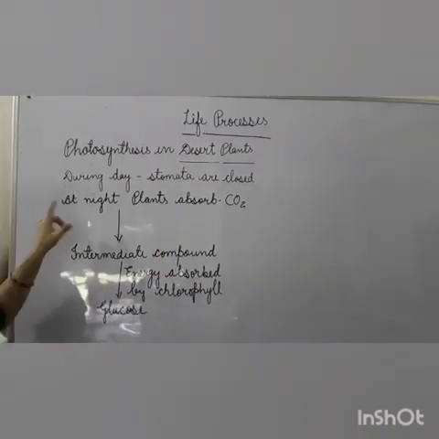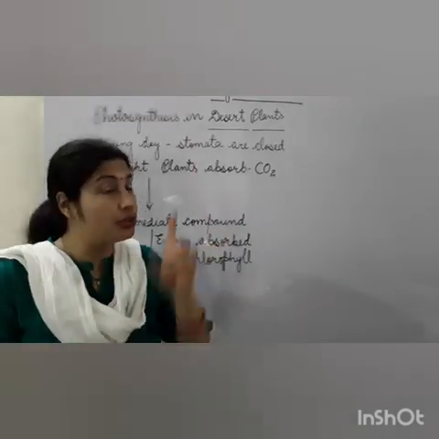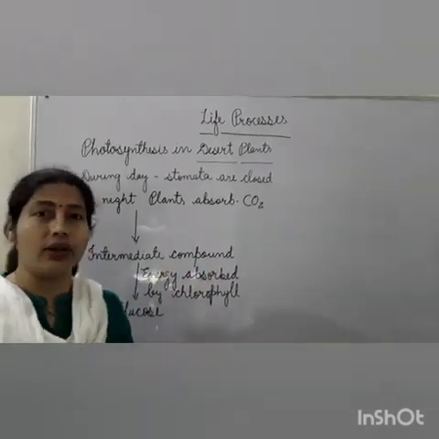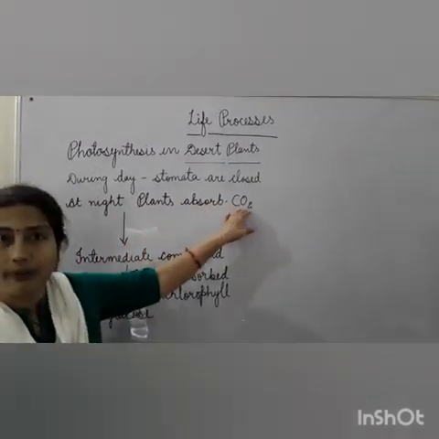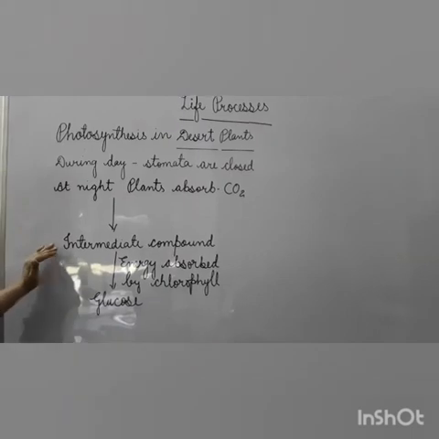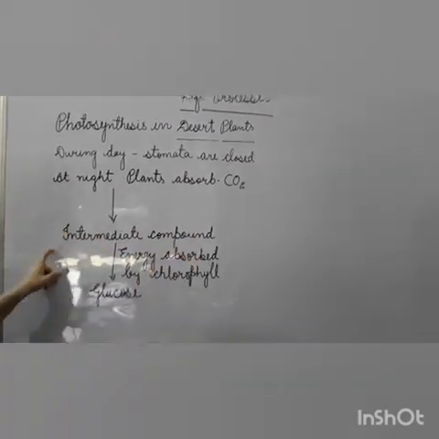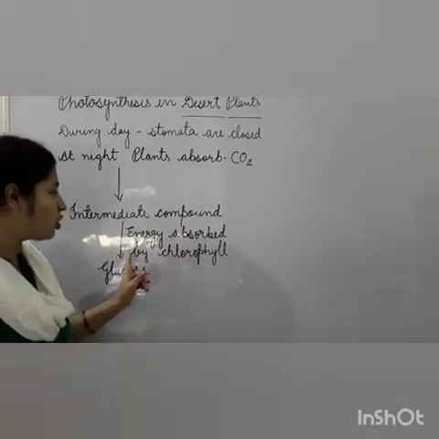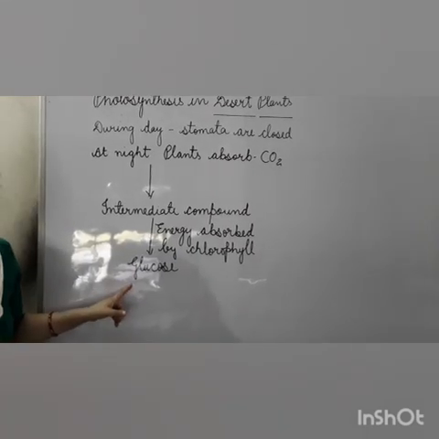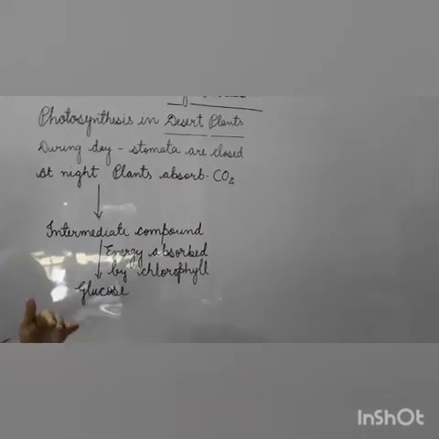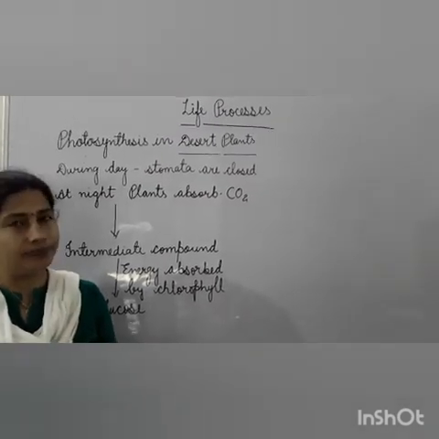So these plants absorb carbon dioxide at night, and you know that gaseous exchange also occurs through stomata. So at night plants absorb carbon dioxide, and afterwards they make an intermediate compound. And during the day, the energy which is absorbed by chlorophyll converts it into glucose. Glucose, a simple sugar. So this is the process which occurs in desert plants.